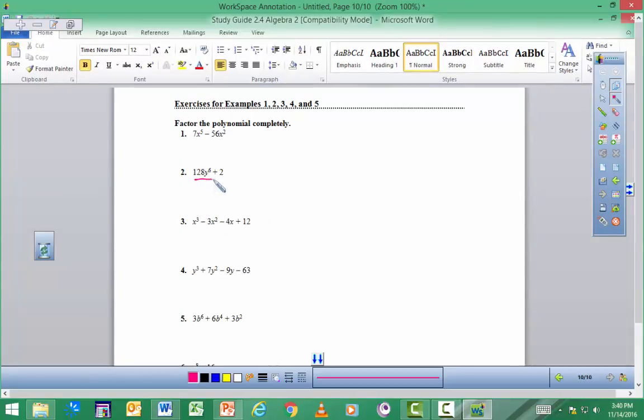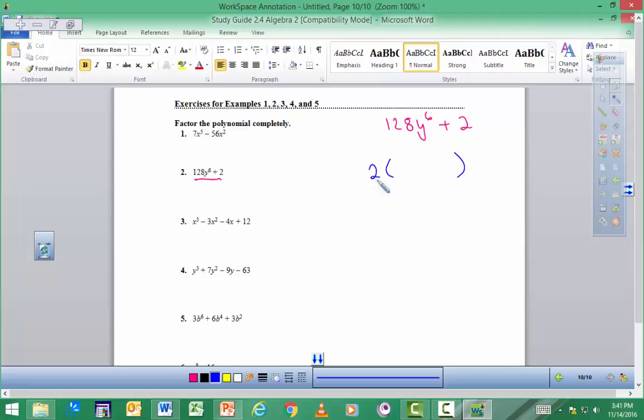Let's look at number 2 though. I'll help you get started here. We have 128y to the 6th power plus 2. Why don't we just do this one together real quick? Okay, the first thing I notice is that there is a common factor between the two of these. So I'm going to start out by taking out the common factor.